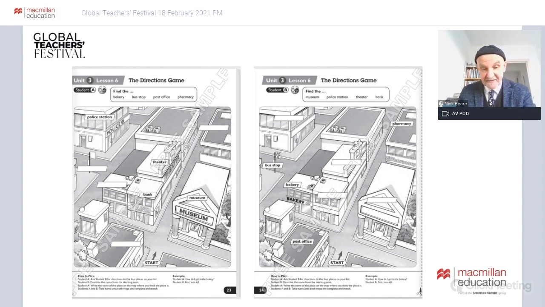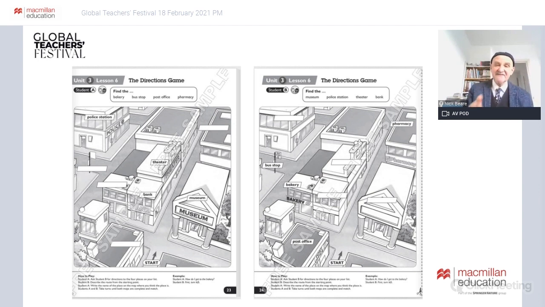And student B, who knows where the bakery is, says from the start point, turn left, walk along the road, it's on your right, or whatever the language is. That way student A can write down where the bakery is. Then student B asks to find out where one of the other places is that he doesn't have. So again, it's communicative, you're asking for and swapping information you have. It all works really well.